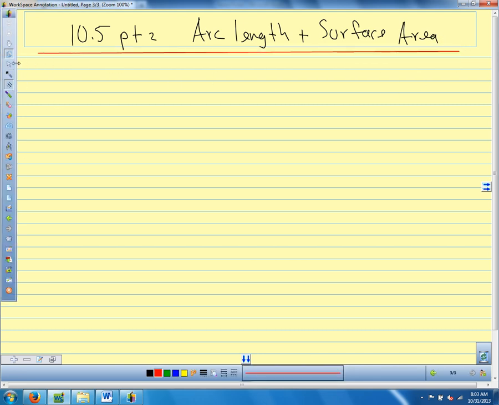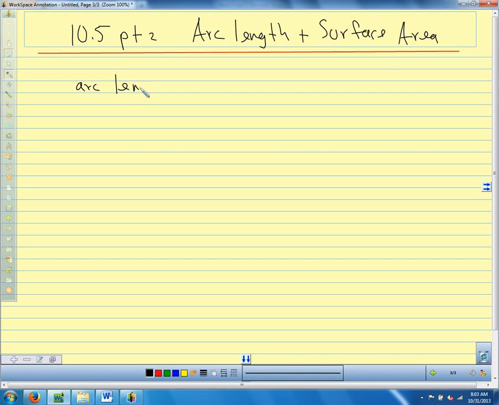So we're going to come up with a way to find arc length and surface areas of revolution using polar coordinates. We're going to follow the same thing we did for our derivatives. We're going to go back to what we talked about with parametric equations and just substitute our conversions for polar coordinates.